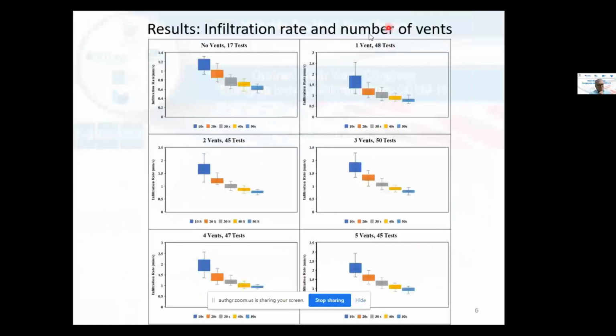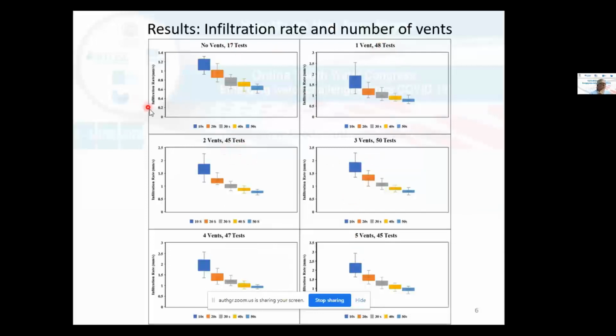The results of the experiments were analyzed for statistical significance, and you can see these are the box plots for the experiments conducted without vents as well as with 1, 2, 3, 4 and 5 vents. With each number of vents we have conducted this many experiments.